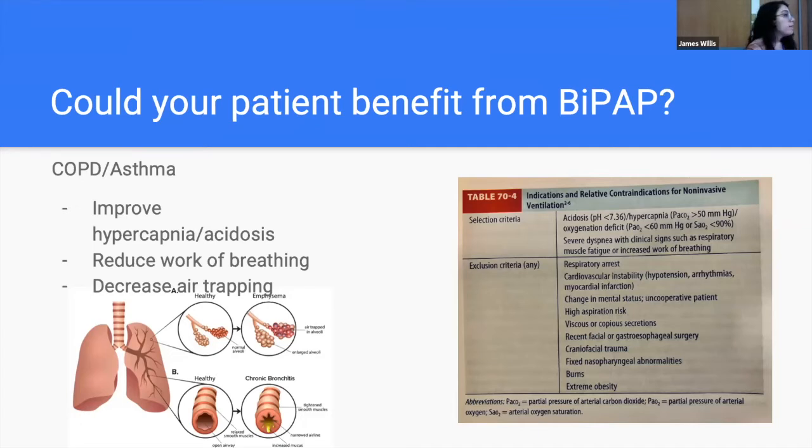Okay, and something that's very important to note is that for the use of BiPAP in asthma, there actually isn't a great amount of evidence. There is some compelling evidence, and it's used because we're really trying to avoid intubating these patients, but the evidence is not as solid as it is for pulmonary edema and COPD. Okay.